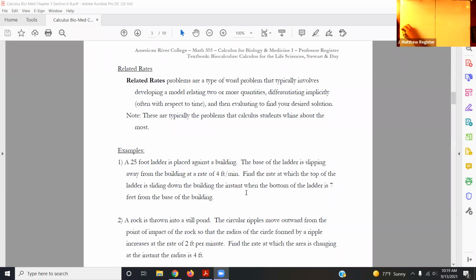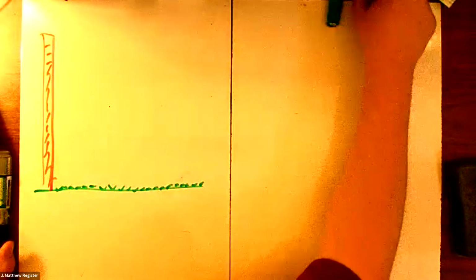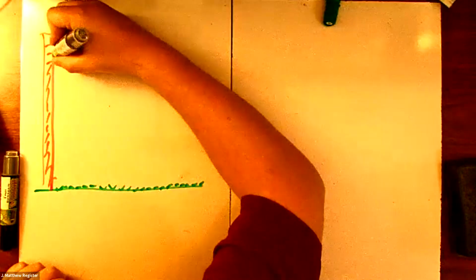So right off the bat, we have an image, right? We have a building and we have some ground. I'll do some grass on the ground on my little image. I will make a little brick wall. There we go. And then we have a 25-foot ladder. So let's see our 25-foot ladder. We'll do that in blue.